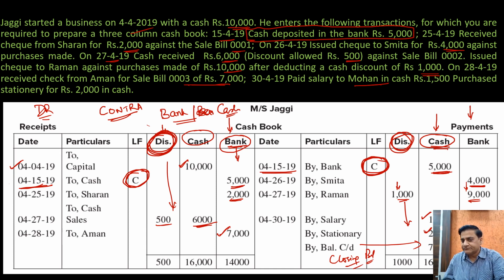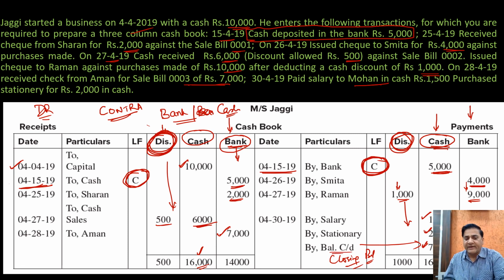So in cash, if you see, my receipts are 16,000, whereas my payments are 5,000, and for salary I have paid 1,500, which is 6,500, and 2,000 is paid for stationery. So 8,500 is paid out of 16,000. So my balance is 7,500 here. This is the closing balance, which is carried forward to the next year.